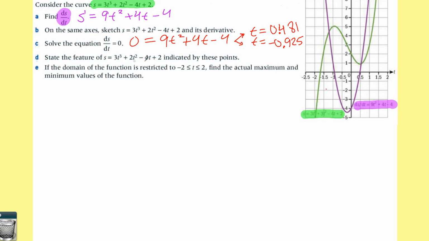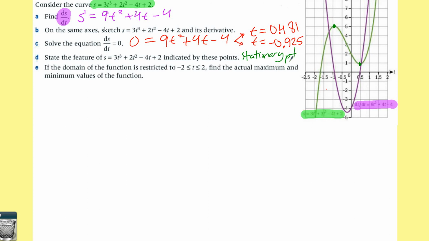Here we want to state the feature indicated by those points. If we look at the original function, in green, 0.481 is going to be right around there, and negative 0.925 is right there. Those are your minimums and maximums. These are your turning points, these are your stationary points. So you have minimums and maximums.